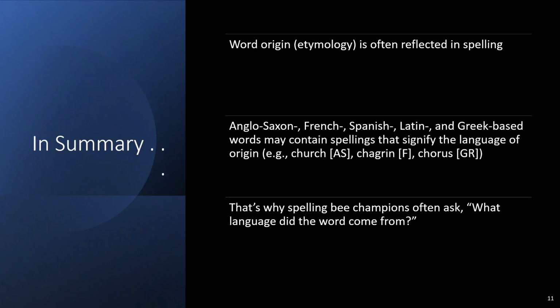I'm fascinated by our spelling system, and I like watching spelling bees sometimes. And you can totally tell now why the people in the spelling bees often ask what language the word came from, because that's going to give them insight into the spelling.